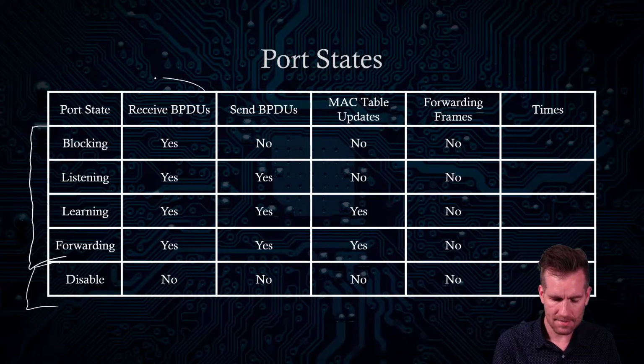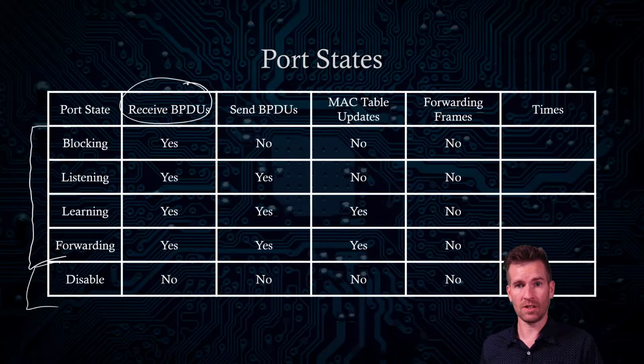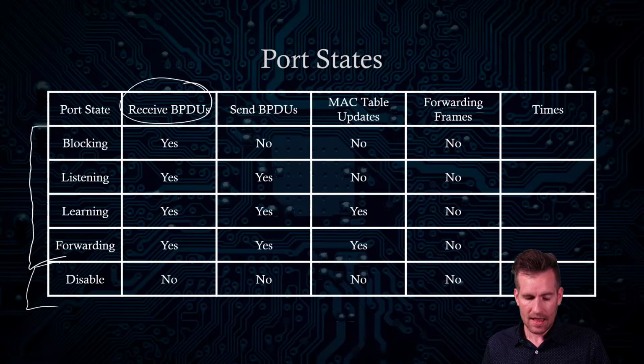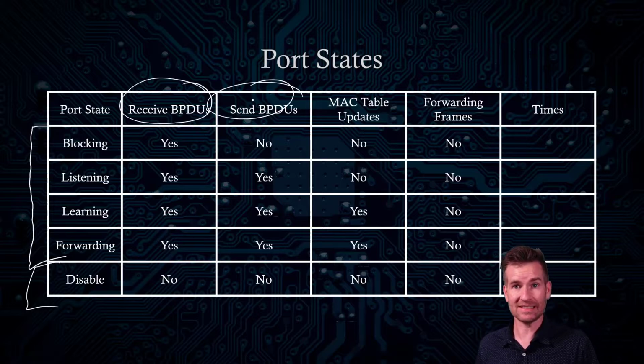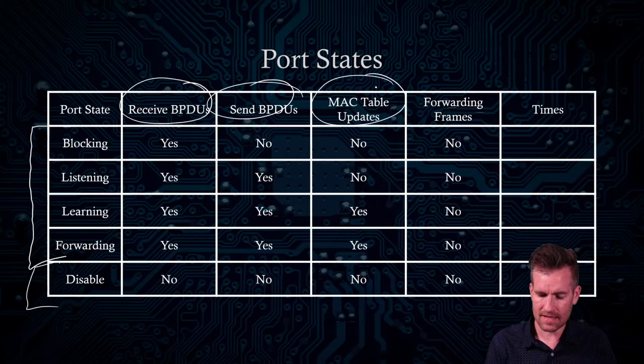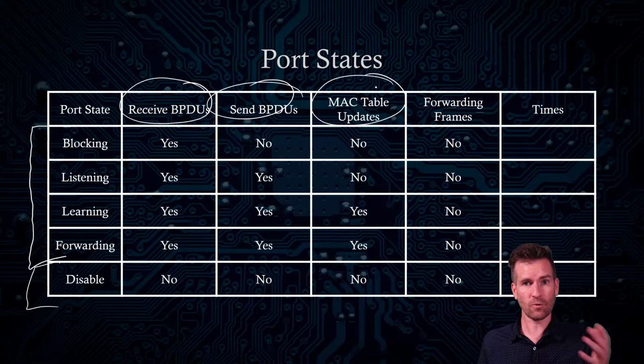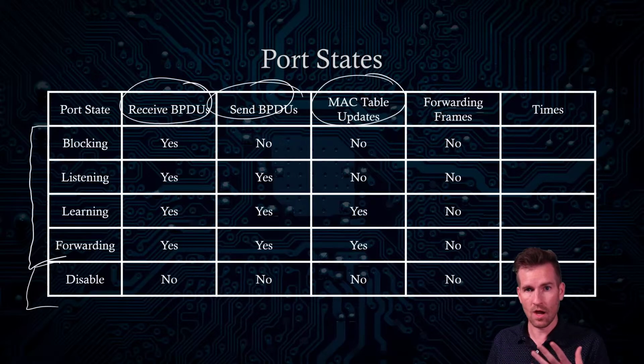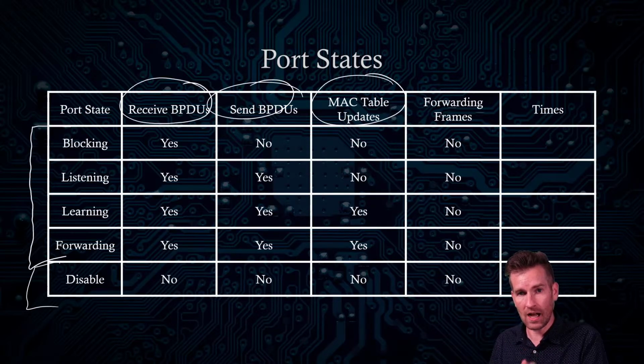For instance, perhaps it's going to receive bridge protocol data units and process them. The next is it's going to actually send out bridge protocol data units. So it's going to form its own bridge protocol data units and send those out. Then there is the MAC table updates. This is for the traffic going across the switch. A switch we know does learning, where it learns MAC addresses, and also forwarding, where it forwards onto specific ports based off of those MAC addresses. So that's the MAC address table.